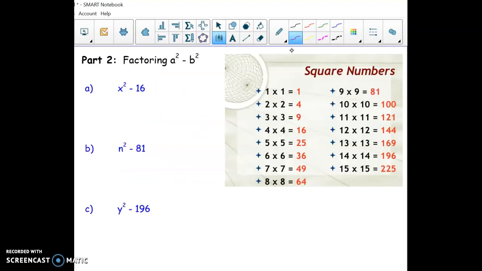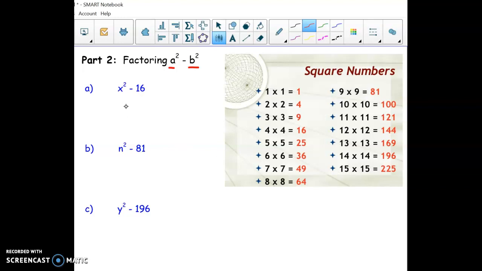All right, part 2 for today is another type of factoring called a square minus square. And so this happens when both parts are perfect squares and there's a subtract between them. Okay, so here's a list of a bunch of square numbers, which are kind of useful on these questions. The reason why I know it's square minus square is 16, 81, and 196 are on this list.